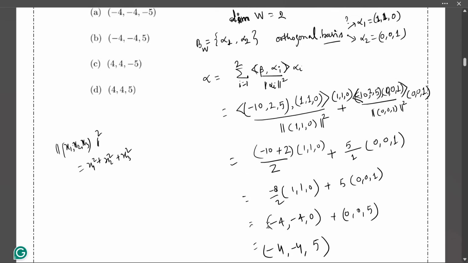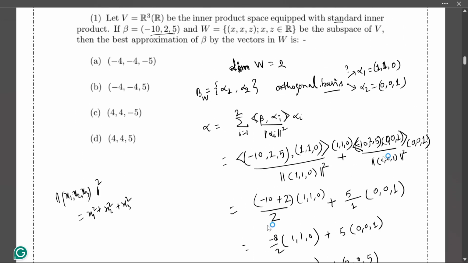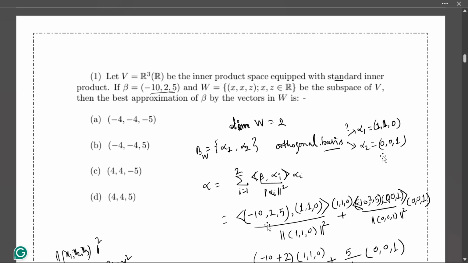So this is your best approximation to W of beta. Okay, minus 4, minus 4, and then 5.